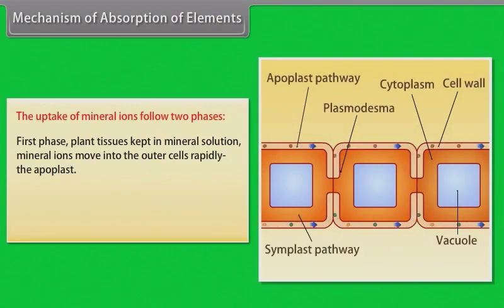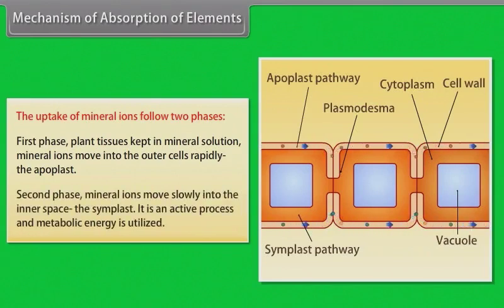First phase, plant tissues kept in mineral solution. Mineral ions move into the outer cells rapidly, the apoplast. Second phase, mineral ions move slowly into the inner space, the symplast. It is an active process and metabolic energy is utilized.